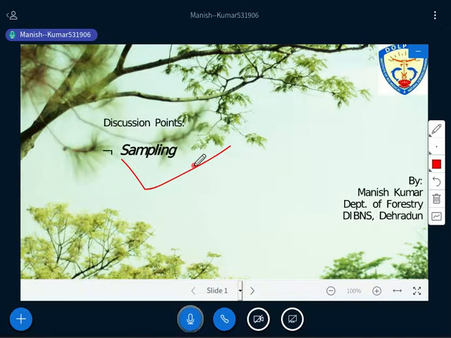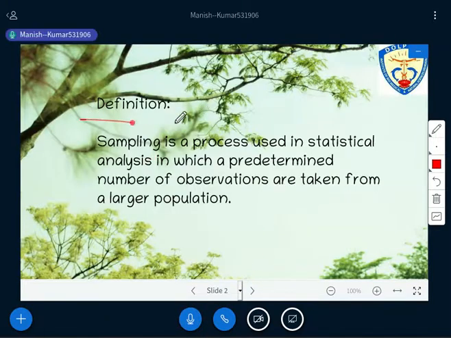And as I told you, at least two questions you will face from this section itself. So from sampling, let's start this topic. First we need to understand the definition, right? What is sampling? And as I know, you all know what a sample is.